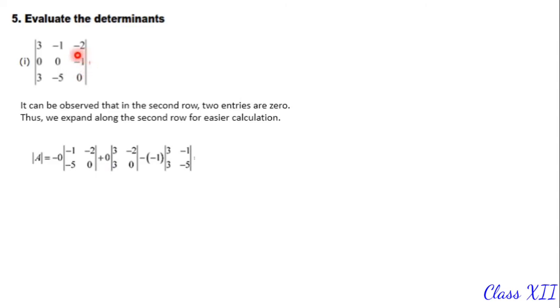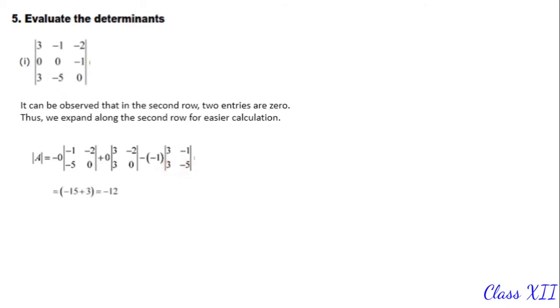Next, the third element, that is minus 1. Minus 1 is the second row third element, which means 2 plus 3. 2 plus 3 is 5. 5 is an odd number, so the sign is minus. Then this minus 1 we have to put, minus 1 into the row and column removed, the remainder is 3 minus 1, 3 minus 5. It is written here.